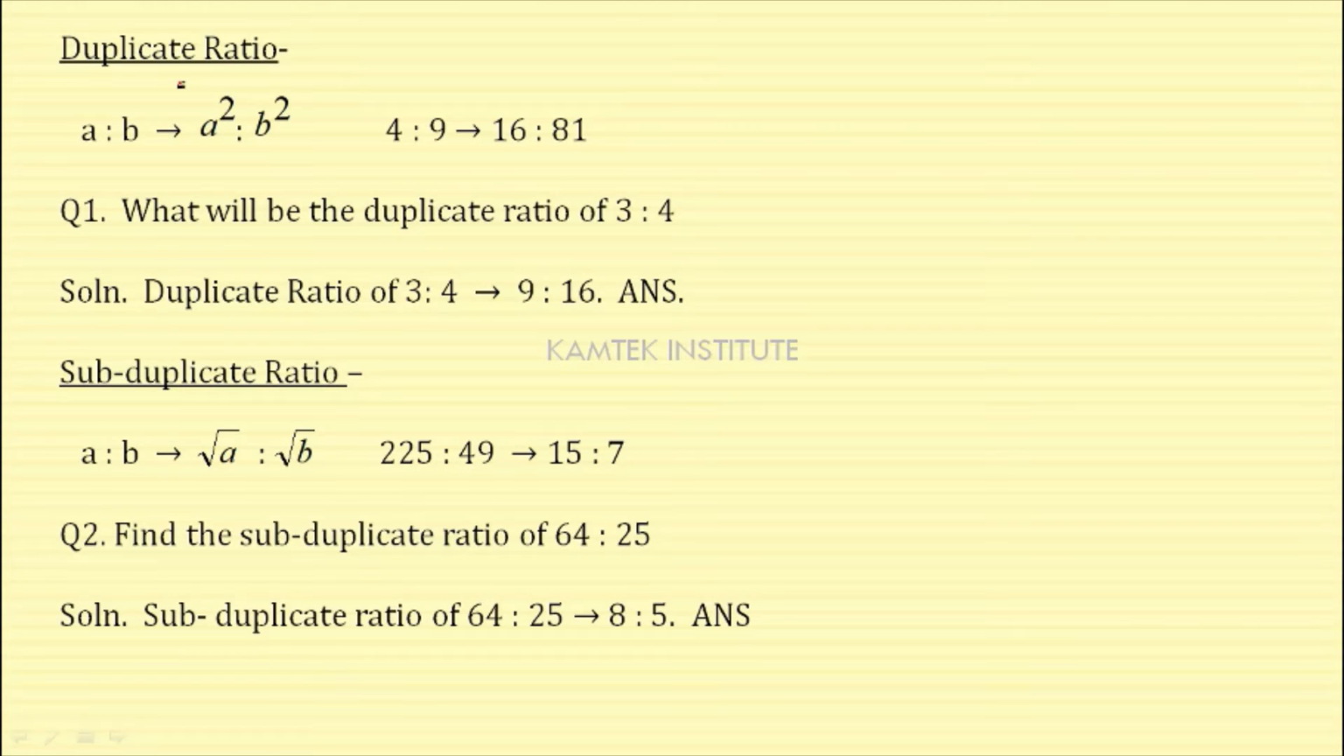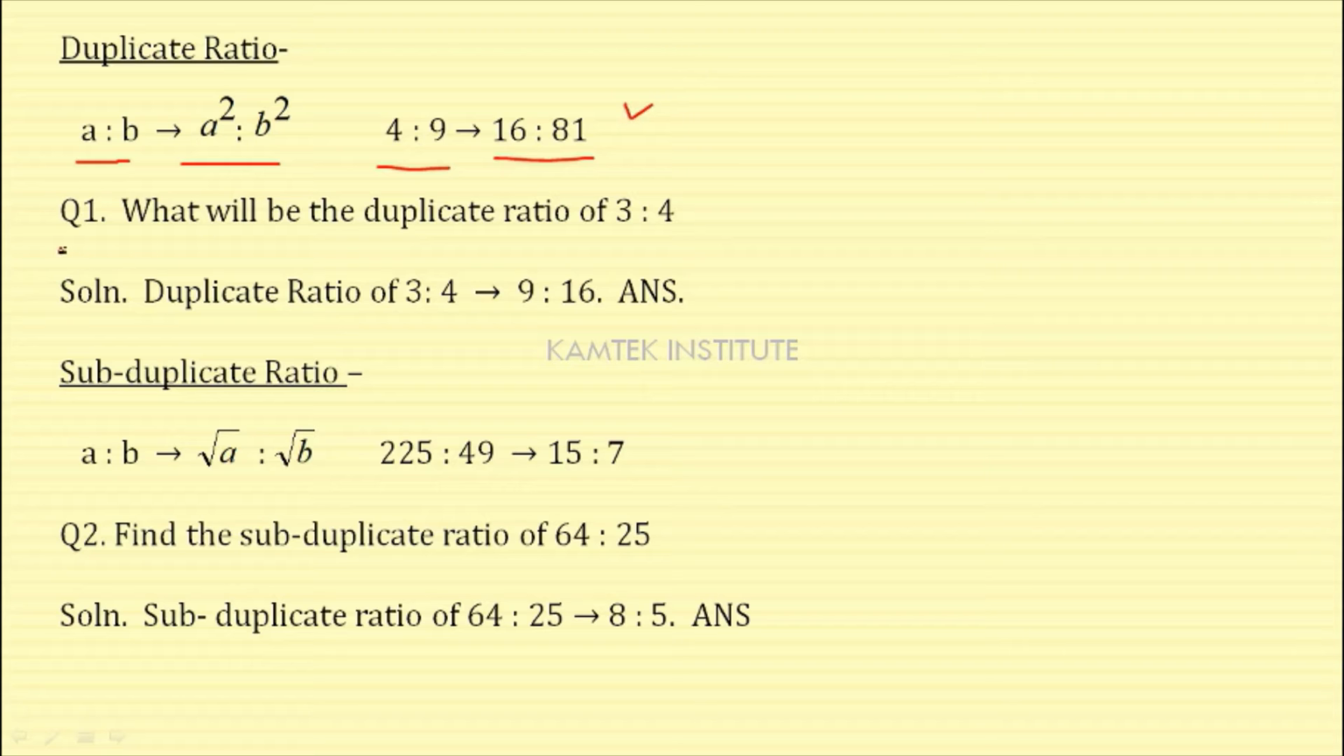So we come to duplicate ratio. If two numbers are in ratio, then the ratio of the squares is called duplicate ratio. For example, we are given A ratio B and we need to find the duplicate ratio. So A square ratio B square is the duplicate ratio of A ratio B. Similarly, we are given 4 ratio 9 and we need to find the duplicate ratio. So it will be the square of these two numbers, that is 16 ratio 81, which is the duplicate ratio.